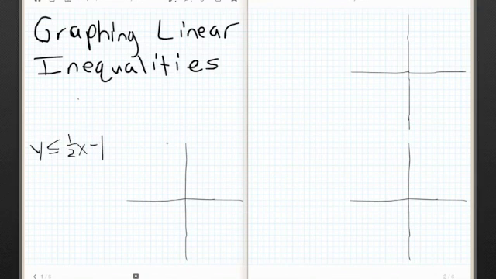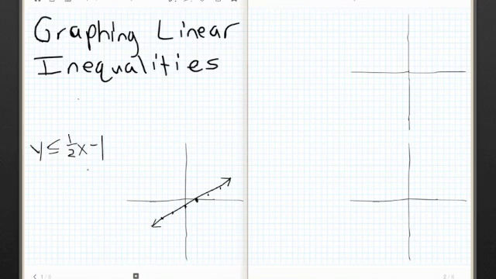So we started our y-intercept of -1, and we're going to go up 1 to the right 2. That is our slope of 1/2. Just like that, and draw the line.